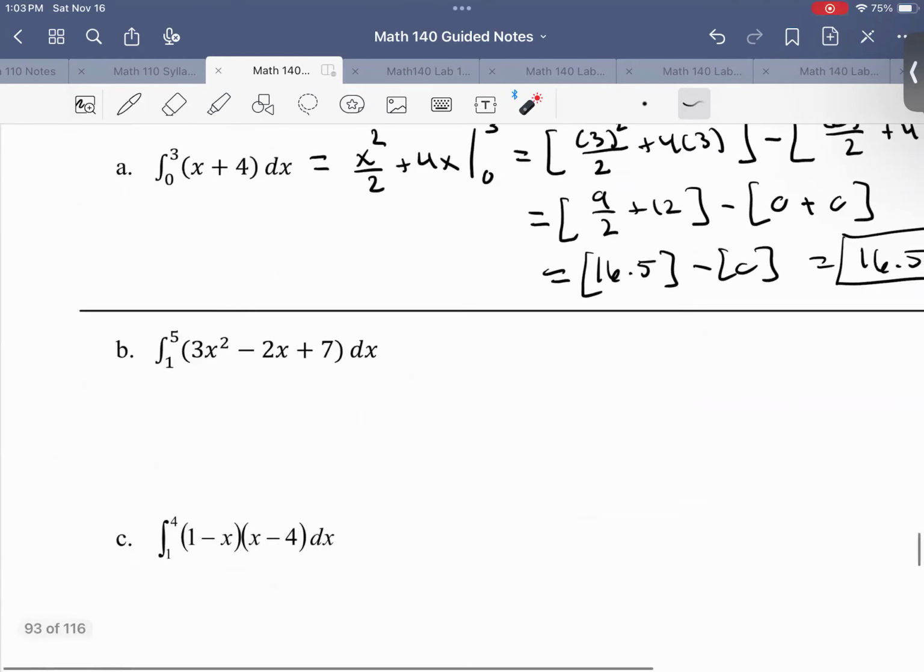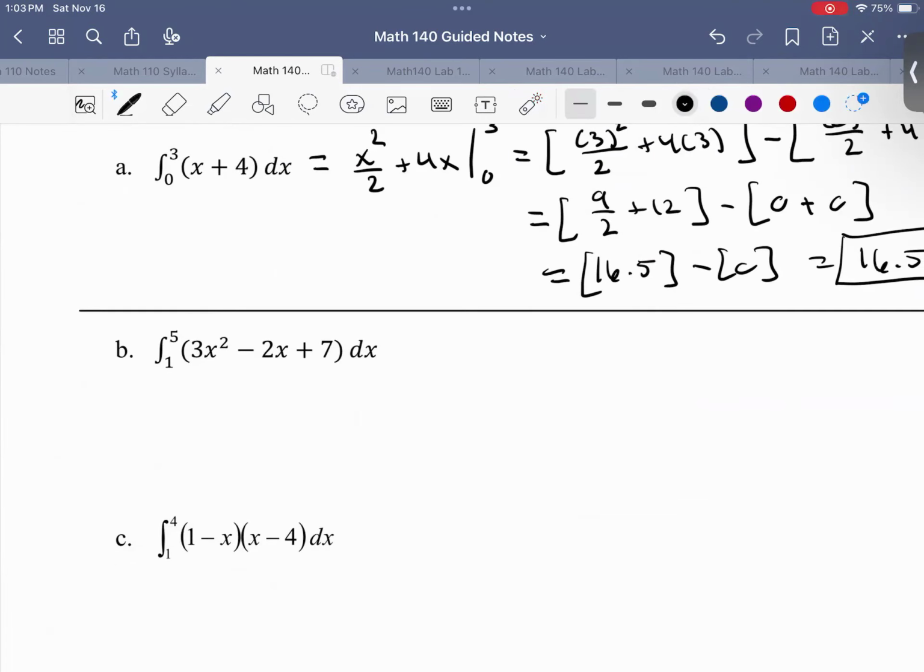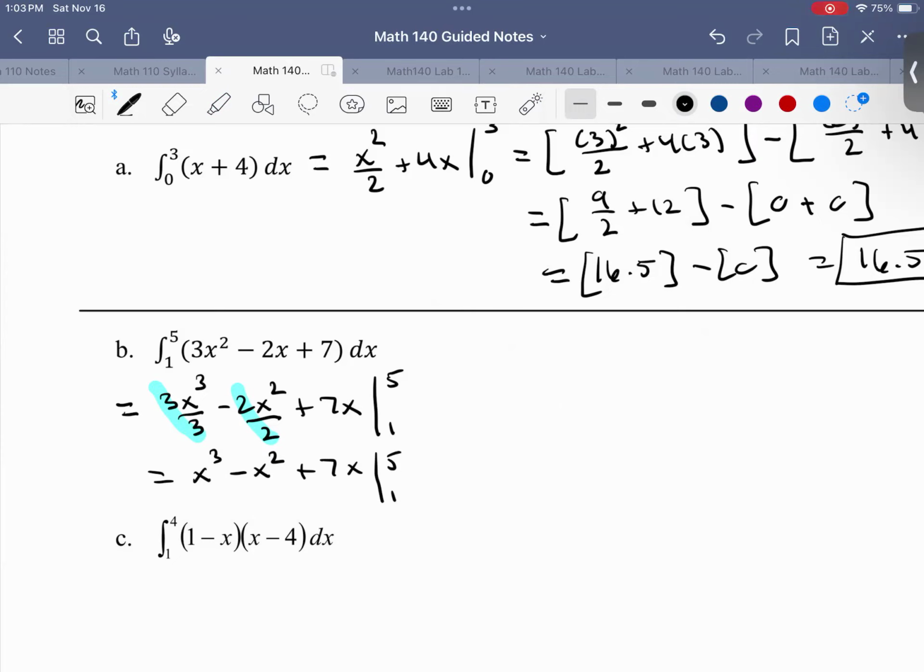So for part B, same process. I need to integrate. So what this ends up being is 3x cubed over 3 minus 2x squared over 2 plus 7x, and we're integrating from 1 to 5. We could simplify this, cross out the 3's, the 2's, and what we will end up with is x cubed minus x squared plus 7x. We're integrating from 1 to 5.